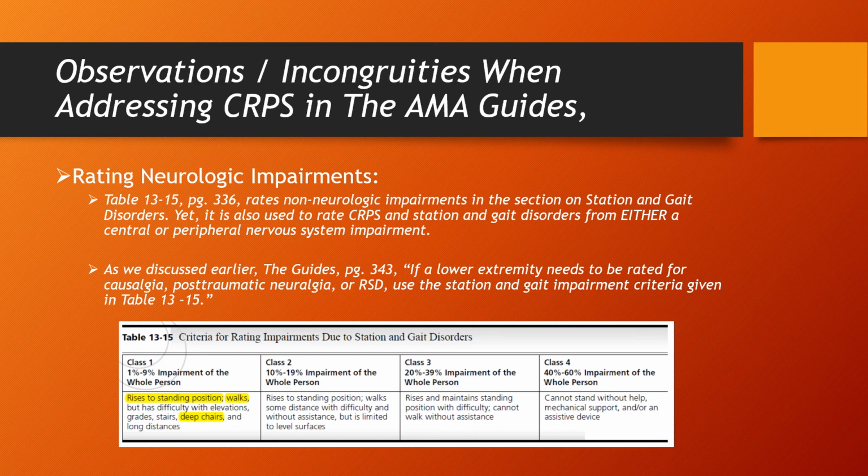So as we discussed, if a lower extremity needs to be rated for causalgia, post-traumatic neuralgia, or reflex sympathetic dystrophy, you have to use the station and gait impairment given in the criteria in 13-15, which I included again. So you're using this for two different conditions, non-neurologic and neurologic.